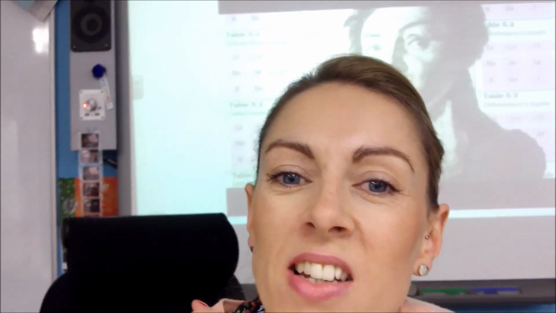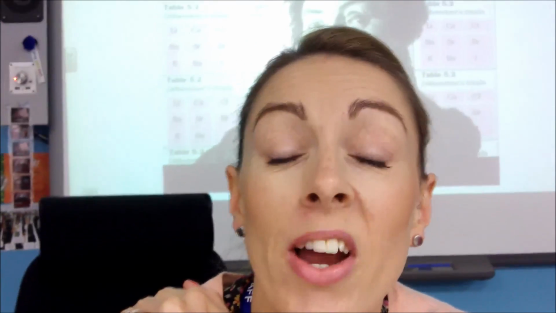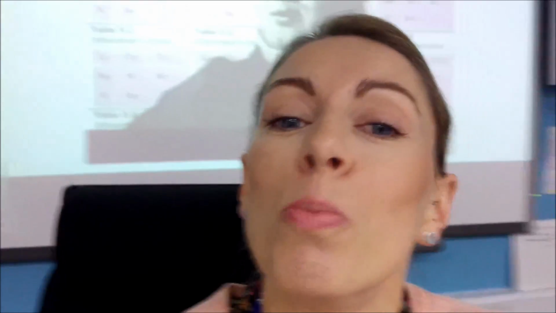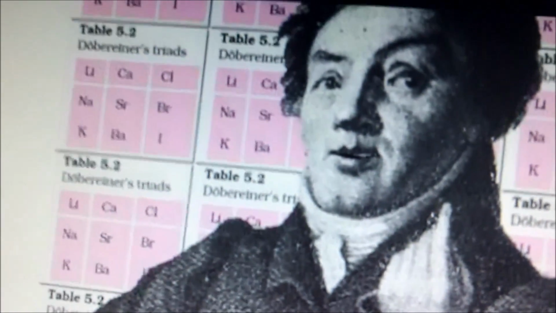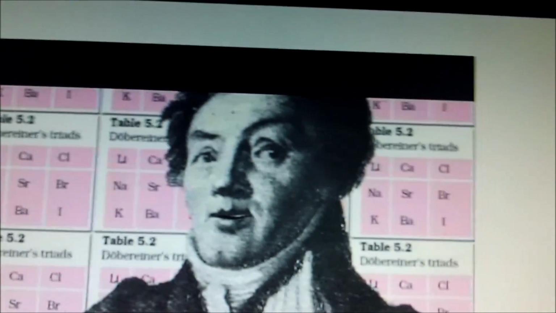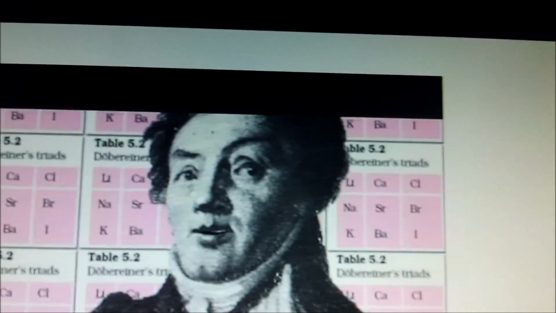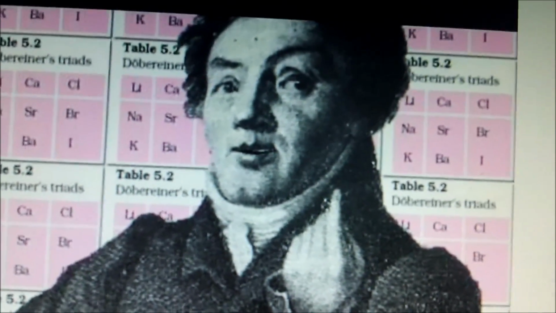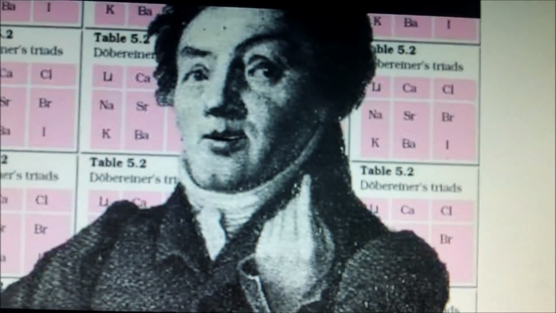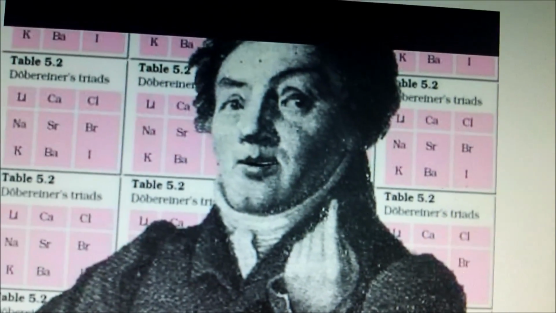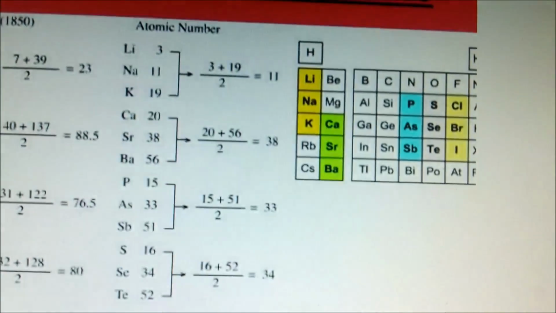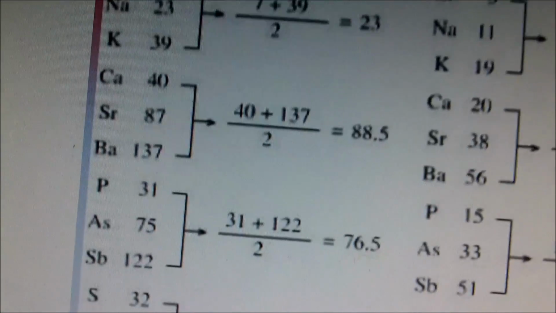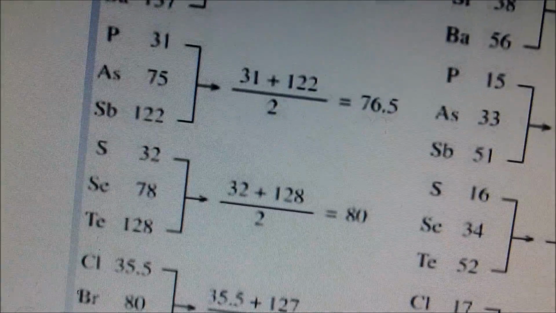Who was the first scientist to start looking at the elements and try to order them? Well, the first person we need to look at is Dobereiner. In the 1800s, the only thing he knew was each element's atomic mass, and that's how they were originally arranged. Dobereiner tried to put the elements into groups based on their properties, i.e. how they react. He put the elements into groups of 3 and called them triads.